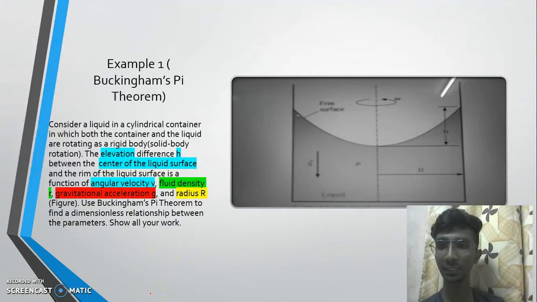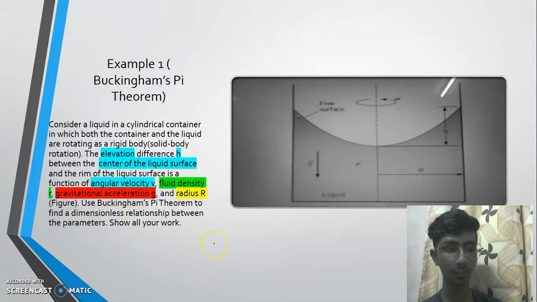Consider a liquid in a cylindrical container in which both the container and the liquid are rotating as a rigid body, a solid body rotation. The elevation difference h between the center of the liquid surface and the rim of the liquid surface is a function of angular velocity ω, fluid density ρ, gravitational acceleration g, and radius R. Use Buckingham's pi theorem to find the dimensionless relationship between parameters.